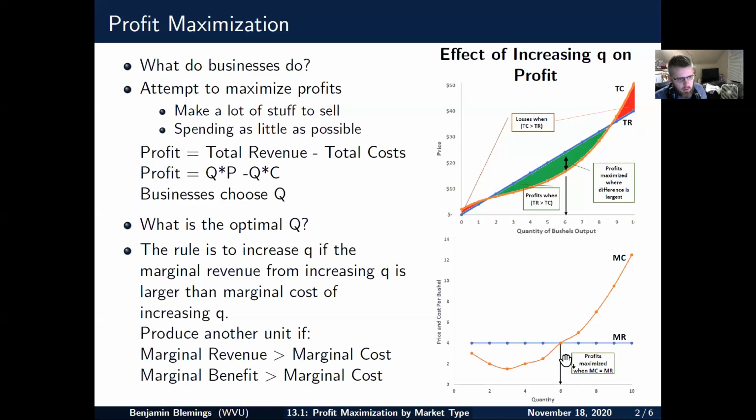And then the 6th unit, it costs 4, and it brings you $4. Like, sure, I'll make that one. And then if you were to make the 7th unit, it would cost you like 5, but you'd only get 4.